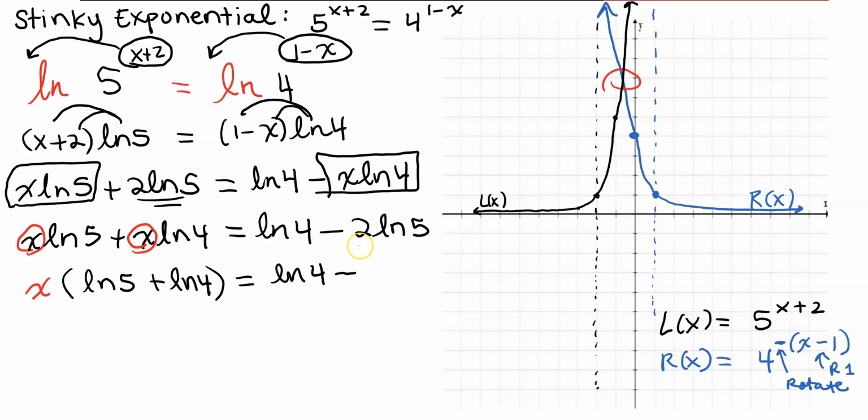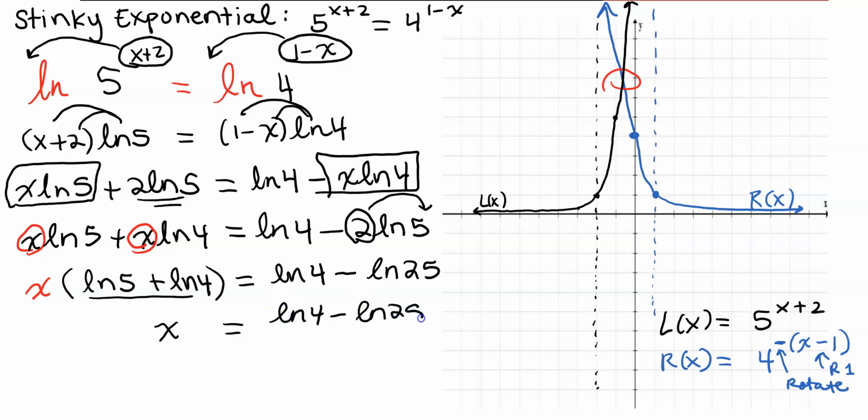I'm going to use a little property of log here and put the 2 on top as an exponent, so I mean to write ln of 25, ln of 5 squared, which is 25. Okay, so to solve for x, I would go ahead and divide by this right here. So x is equal to ln of 4 minus ln of 25, all divided by ln of 5 plus ln of 4. Now, depends on what you would like to do at this point.